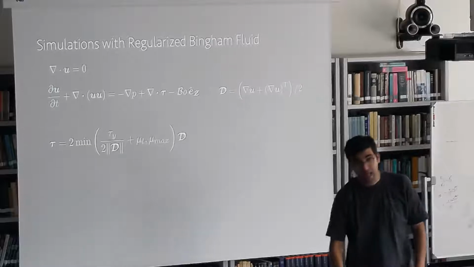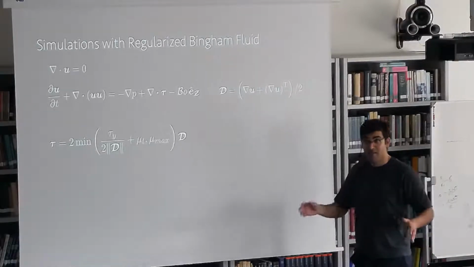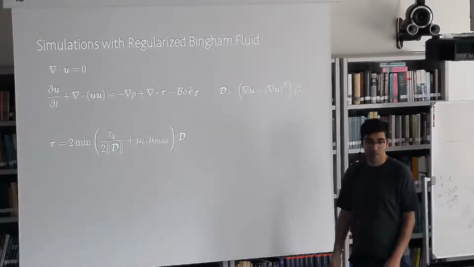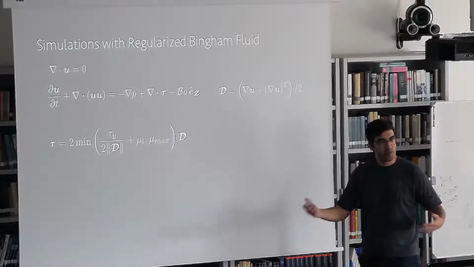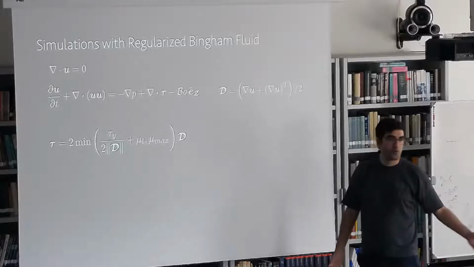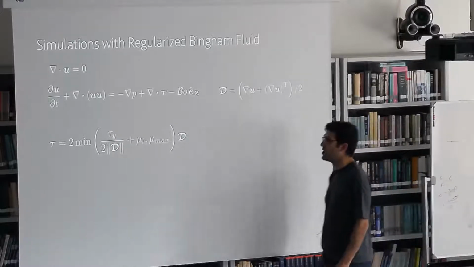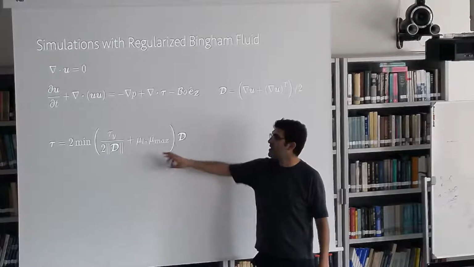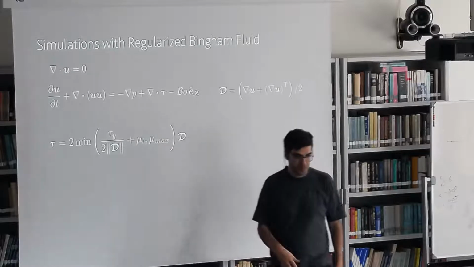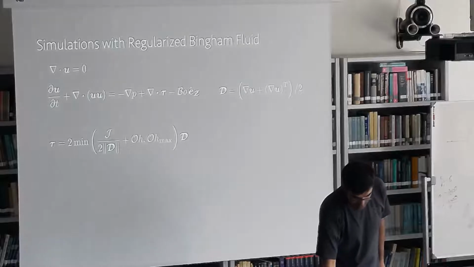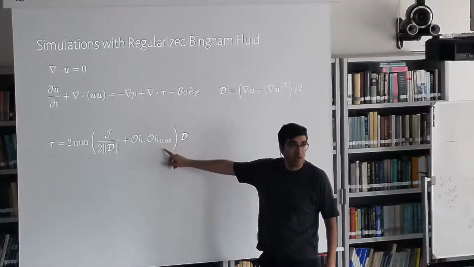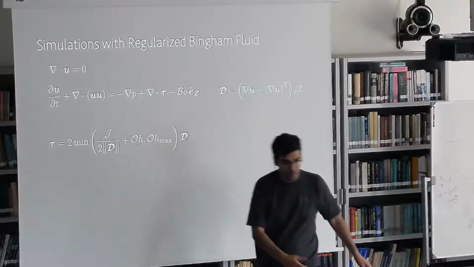The trick is that to get this exact transition from yielding to unyielding, you need to do some tricks. There are two different methods: augmented Lagrangian, or you regularize your Bingham model, and that's what we do. So I assume my solid state is a liquid with a very, very large viscosity. In a non-dimensional form, that comes as an Ohnesorge number, which is a non-dimensional viscosity.